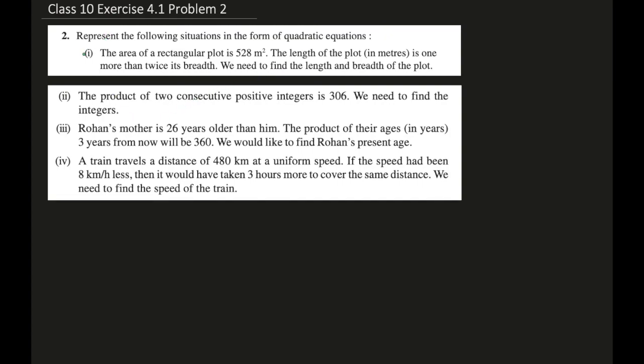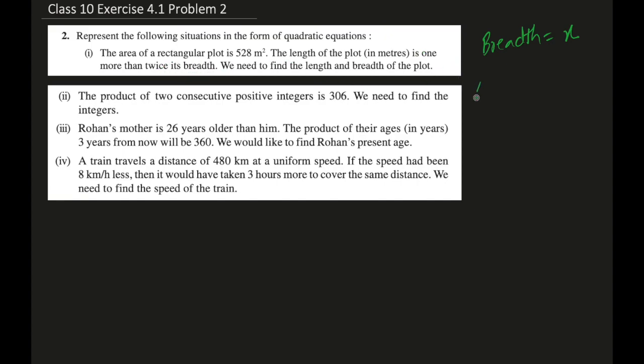So our first statement is the area of a rectangular plot is 528 meters square. The length of the plot in meters is one more than twice its breadth. We need to find the length and breadth of the plot. So we can assume that the breadth of the plot is x.